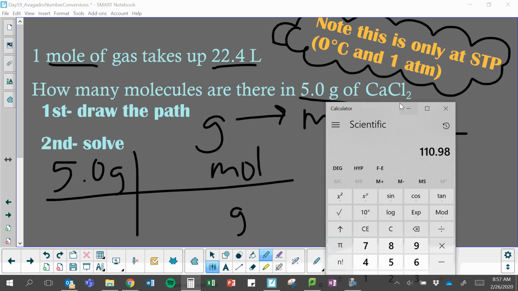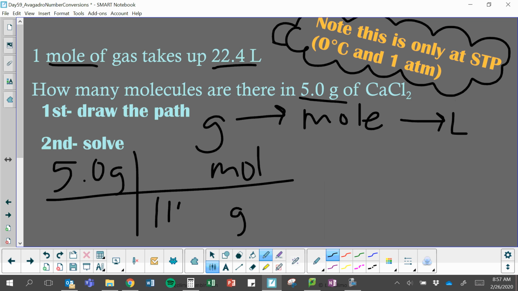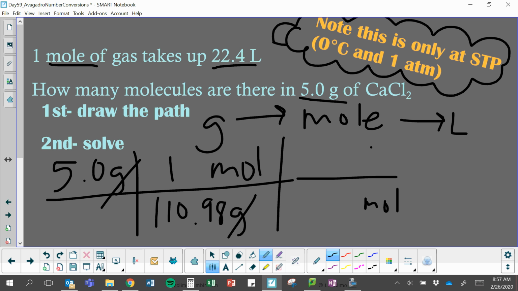So 110.98. And that's grams per mole, so we're going to put that with our grams down here. Now we're in moles, and we're going to convert our moles to liters so that our moles can cancel. And we're given here that in 1 mole, so we're going to put 1 with our mole, a gas takes up 22.4 liters, so 22.4 liters goes here.